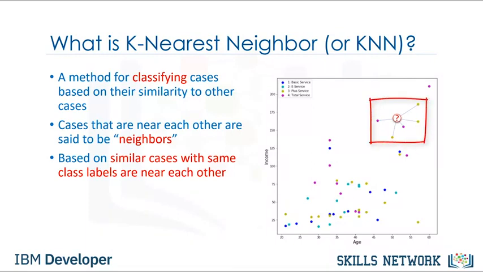Similar cases with the same class labels are near each other. Thus, the distance between 2 cases is a measure of their dissimilarity. There are different ways to calculate the similarity, or conversely, the distance or dissimilarity of 2 data points. For example, this can be done using Euclidean distance. Now, let's see how the k-nearest neighbors algorithm actually works.